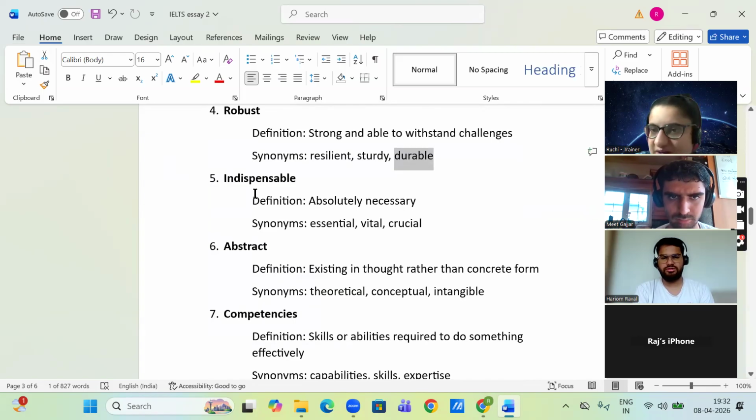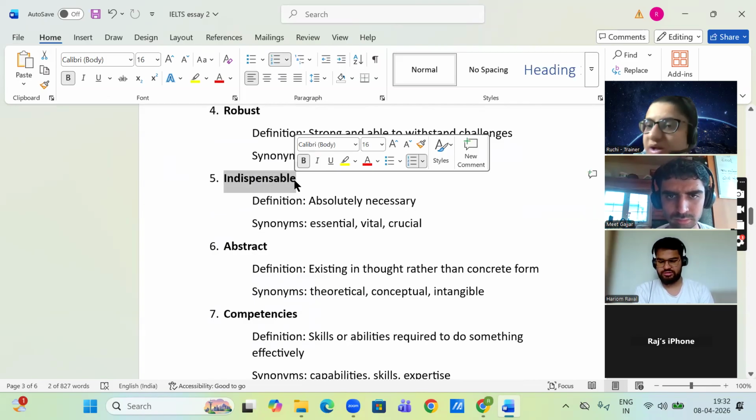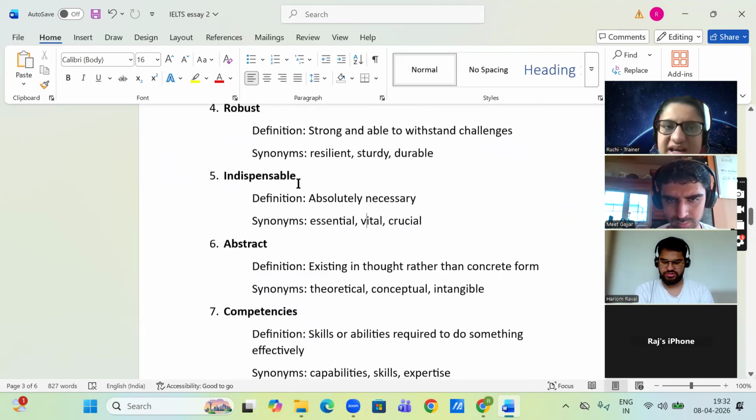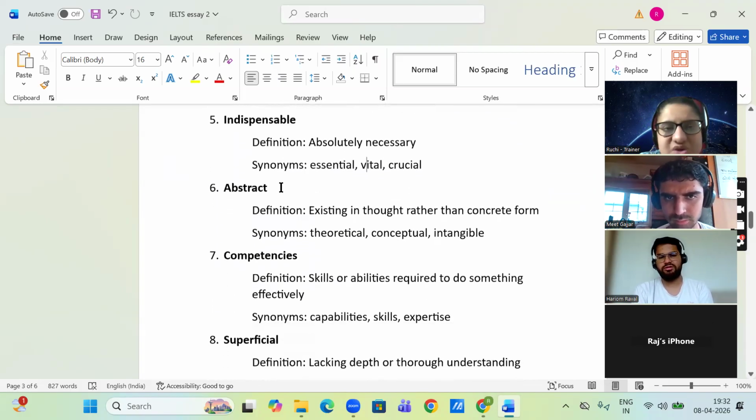इंडिस्पेंसिबल में मैंने बेस्ट फ्रेंड का एग्जांपल दिया था. माय बेस्ट फ्रेंड इज इंडिस्पेंसिबल इन माय लाइफ. એના વગર ના ચાલે, જરૂરી, of paramount importance, જોઈએ જ. सिंपल, एसेंशियल, वाइटल, क्रूशियल. Crucial, absolutely necessary, essential, vital, crucial. That is indispensable. एब्स्ट्रैक्ट यहाँ पे उतना इंपॉर्टेंट नहीं है, इट्स ओके.